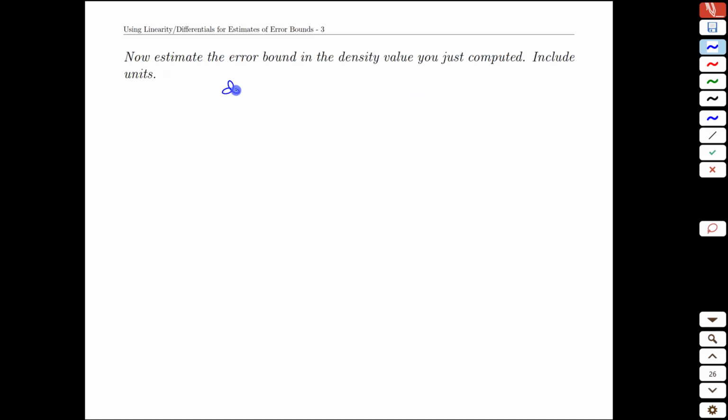So our goal is to be able to say that our density is equal to 1.018 plus or minus some other quantity. And that would be our error bound for the density. Well, how do we get to that? What we're going to be using is our linear approximation. But to get to our linear approximation, we have to have our formula for our density, and we're going to need the derivatives of that with respect to m, r, and h. So we notice that this is a function of mass, radius, and the height.